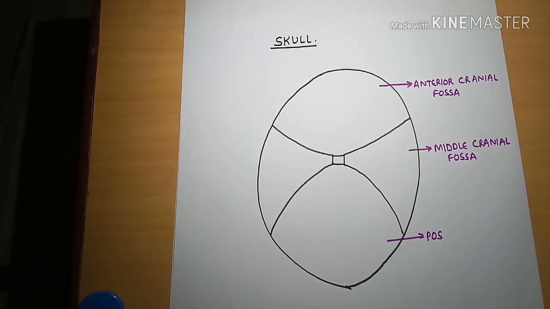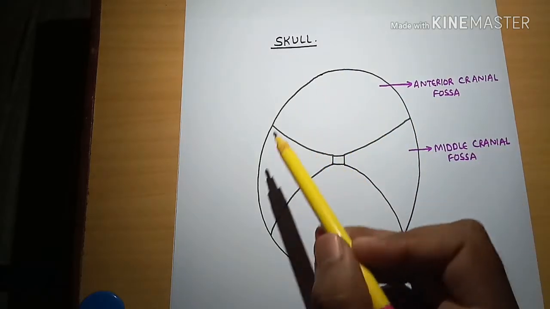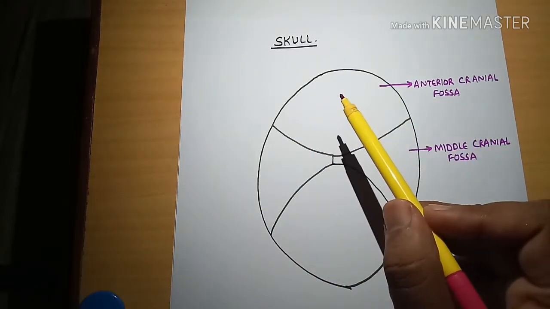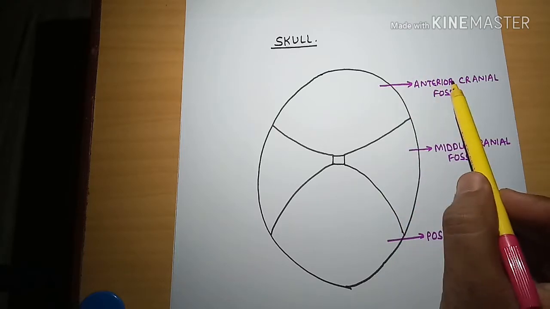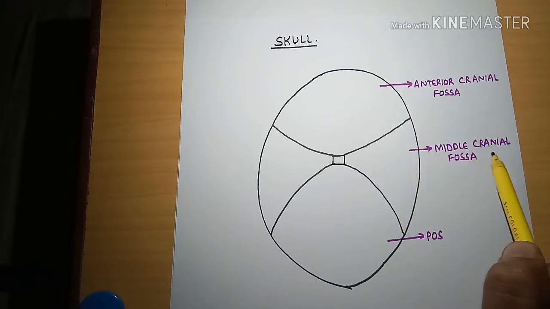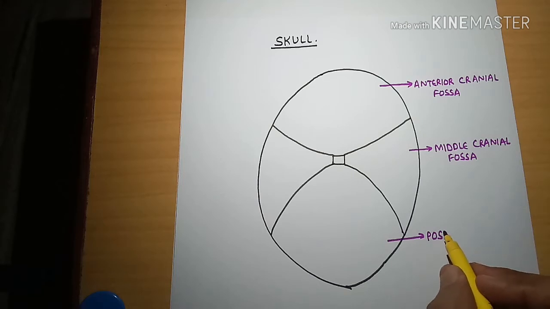Today our lecture topic is to study the internal aspect of the skull. How does the skull actually look from inside? If this is a skull which I made, this is the skull from the interior aspect. This is the anterior cranial fossa, this is the middle cranial fossa, and this is the posterior cranial fossa.